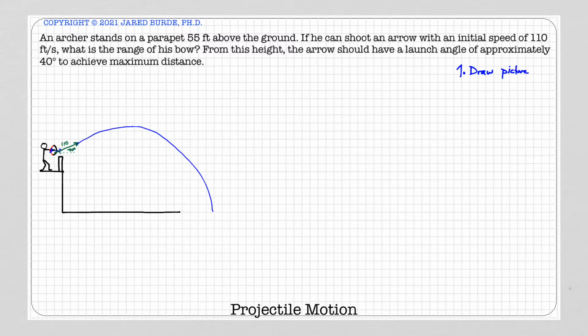And what we want to find is the range, and what we'd understand in this case, the range would be how far the arrow is going to fly horizontally from the castle wall where it's launched to where it lands, right? We were looking for the range, how far it's going to go. In this case, we're told the launch speed of the arrow, which we know. We also are told that this archer is up on top of the wall, 55 feet above the ground.